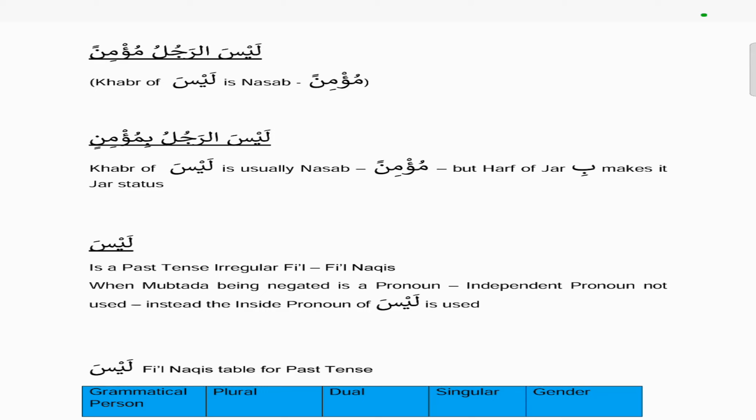So the other way is using laysa. So you can say laysa ar-rajulu mu'minan. So the khabar of laysa is nasab. That's why mu'minan is nasab. Or if you want to increase the emphasis of the negation, you can say laysa ar-rajulu bi mu'minin. So the khabar of laysa is usually nasab, but because of the harf of jar bi, it makes the mu'minan into a jar status, and therefore emphasizing the negation.